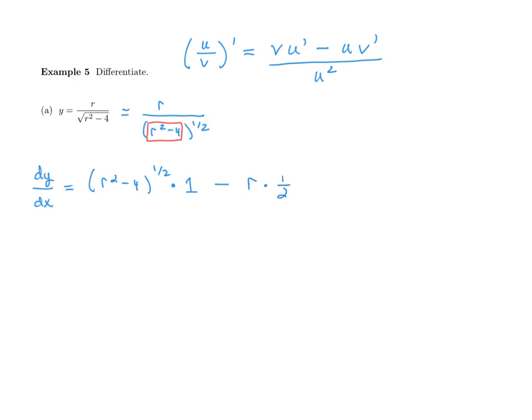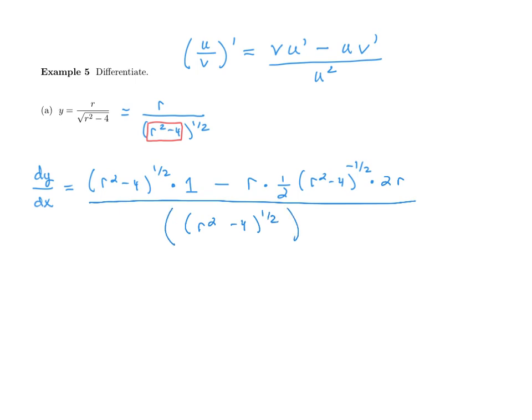So that's 1/2 (r squared minus 4) to the negative 1/2, but you have to multiply by the derivative of this inside part, which is 2r. And then this whole thing is divided by the denominator, which is (r squared minus 4 to the 1/2) squared. There is a lot of simplifying that you could do here, and I'll leave that for you to try, but unsimplified, this is the derivative of this function.